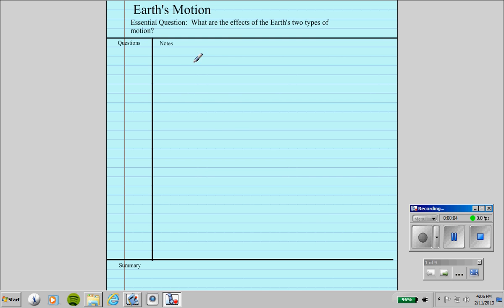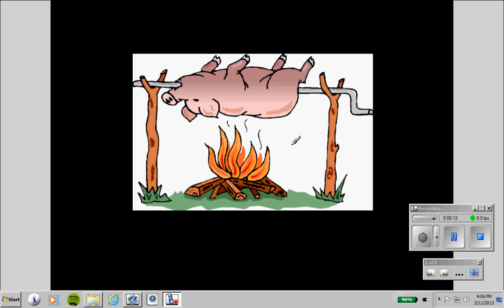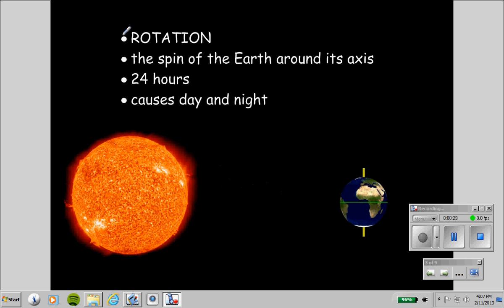Alright, this video is about Earth's motion, answering the essential question, what are the effects of the Earth's two types of motion? So we are looking at two different examples of the way the Earth moves. The first one, take the example of a pig roasting over a fire. Now if you turn this lever or crank, the pig will spin or rotate along this axis, and it'll cook evenly. Now the Earth does something similar.